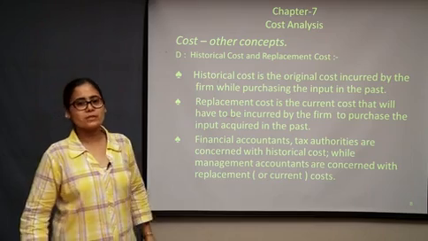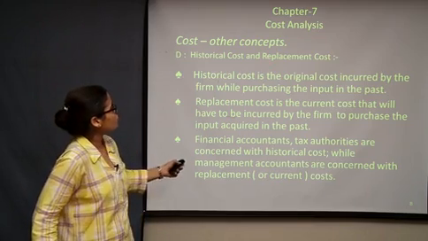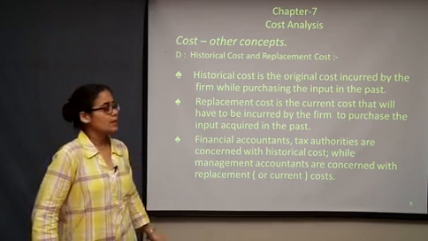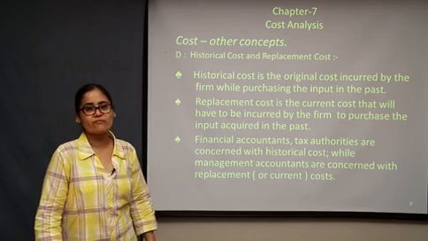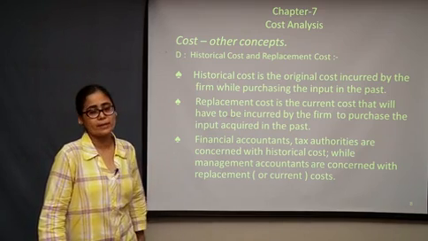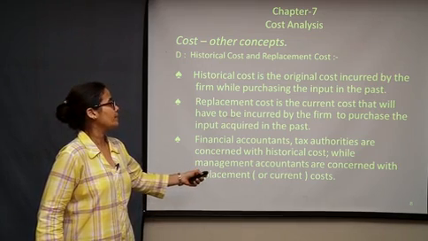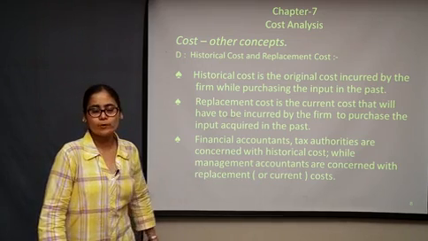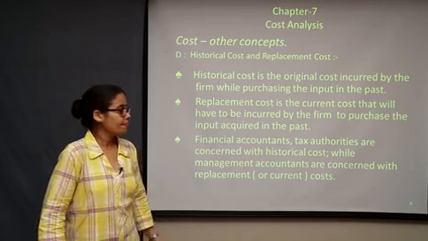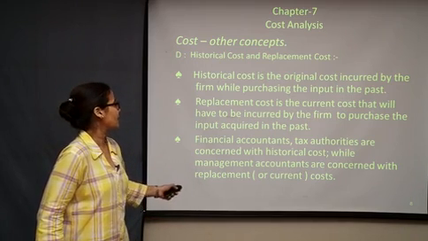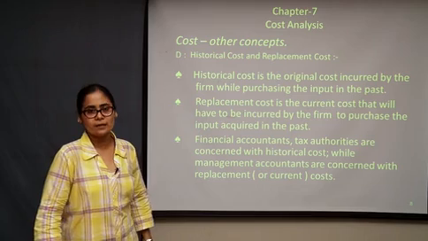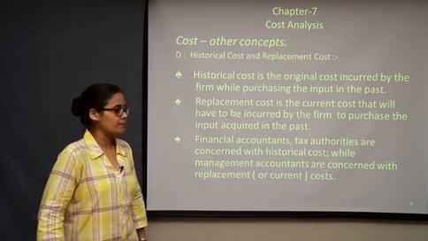The next type of cost that you see here, students, is historical and replacement cost. Now these two difference of cost are very, very important for decision making. Historical cost is the actual or original cost of an input that is purchased by the firm. And replacement cost is the current cost that will have to be incurred to purchase this input.